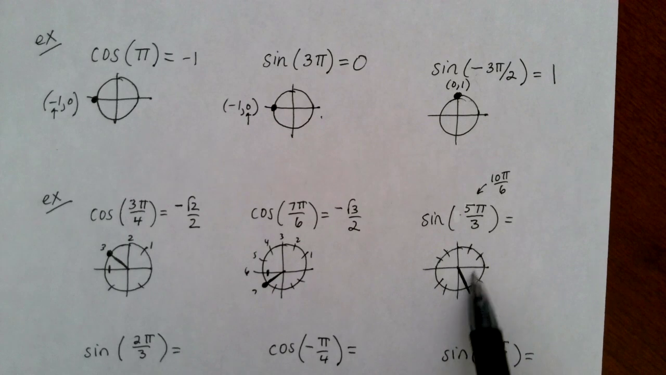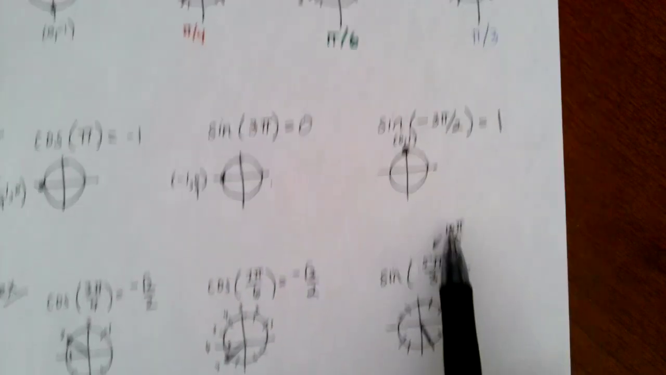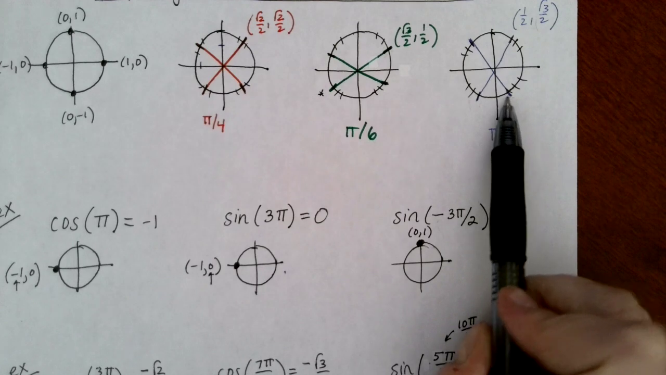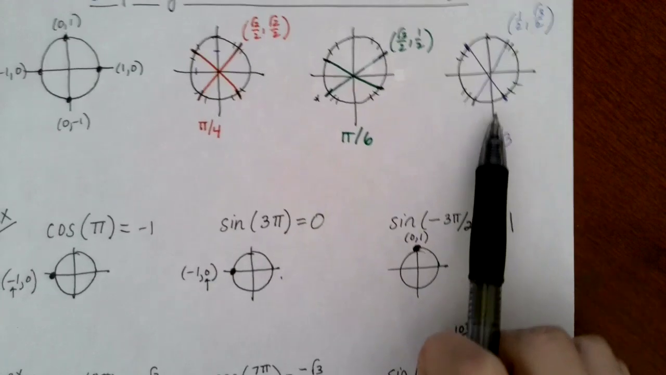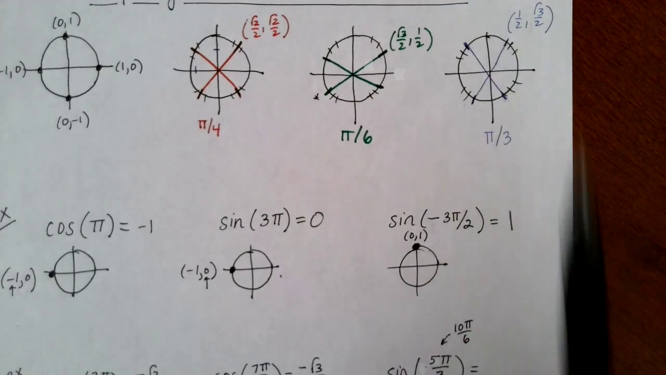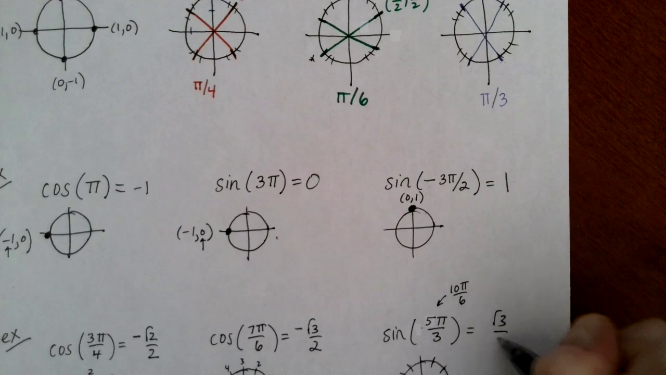Because it's really far away from the x-axis, my reference angle will be pi over 3, right? We're right here on the pi over 3 association. We need to do the sine, so I'm going to grab this √3 over 2.